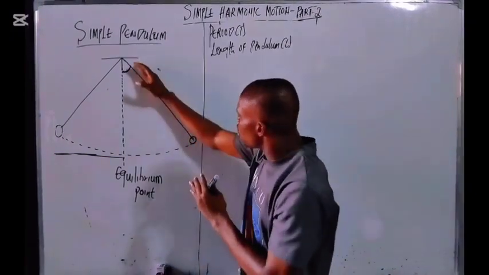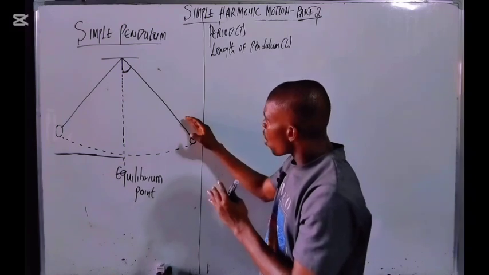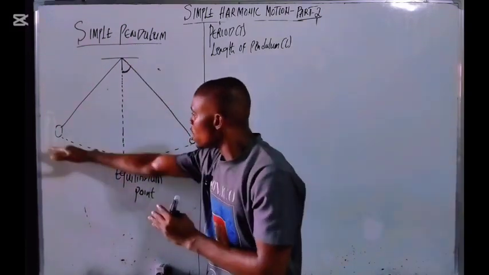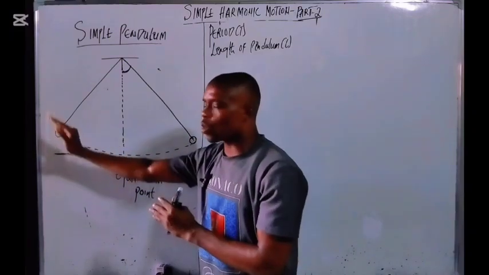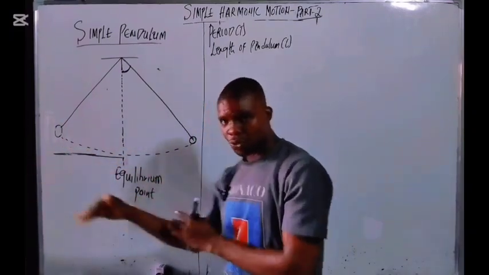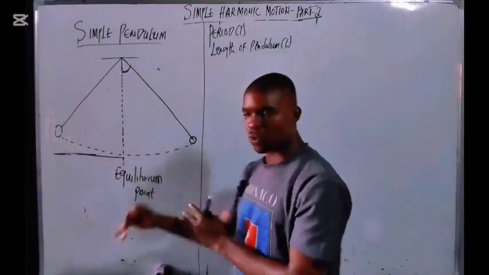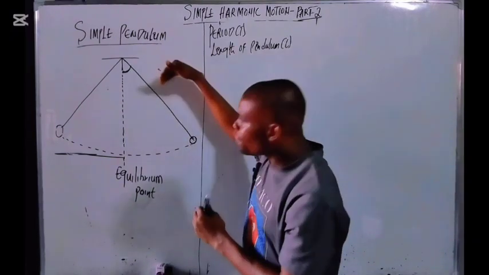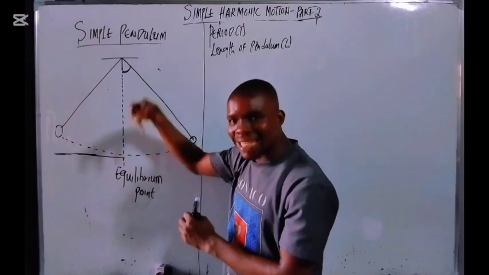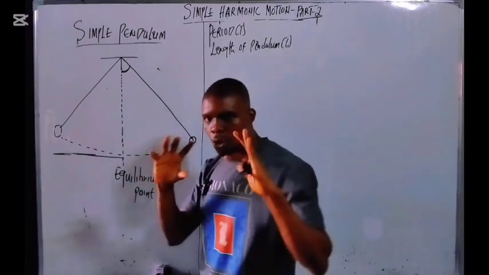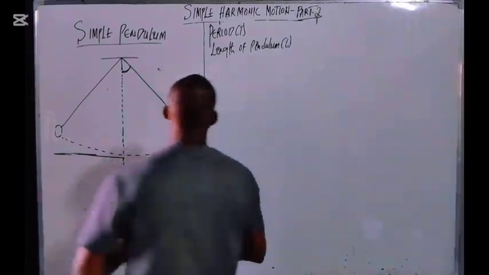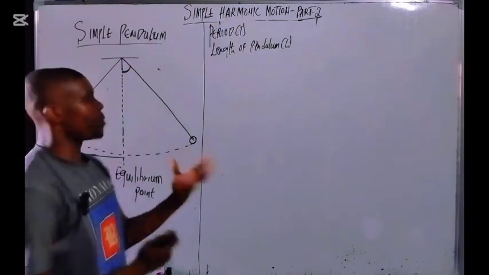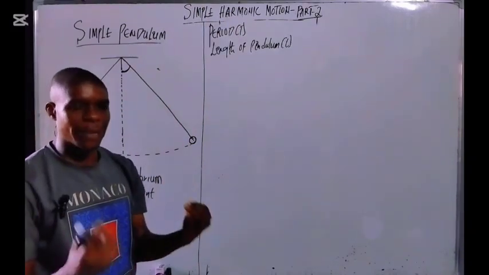So the longer the length of the simple pendulum, the more time it needs to complete one oscillation. That is why it moves very slow. But the shorter the length, the faster it moves. That is the lesser time it takes to complete one oscillation. Hope you understand. So now there's an equation for the simple pendulum.